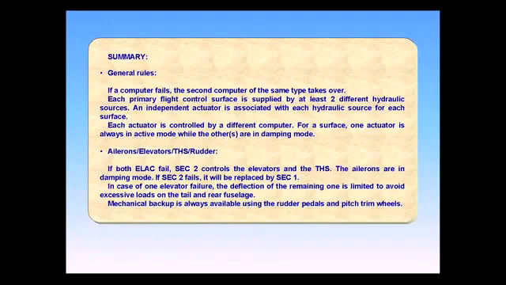Ailerons, elevators, THS, rudder. If both ELACs fail, SEC2 controls the elevators and the THS. The ailerons are in damping mode. If SEC2 fails, it will be replaced by SEC1. In case of one elevator failure, the deflection of the remaining one is limited to avoid excessive loads on the tail and rear fuselage. Mechanical backup is always available using the rudder pedals and pitch trim wheels.